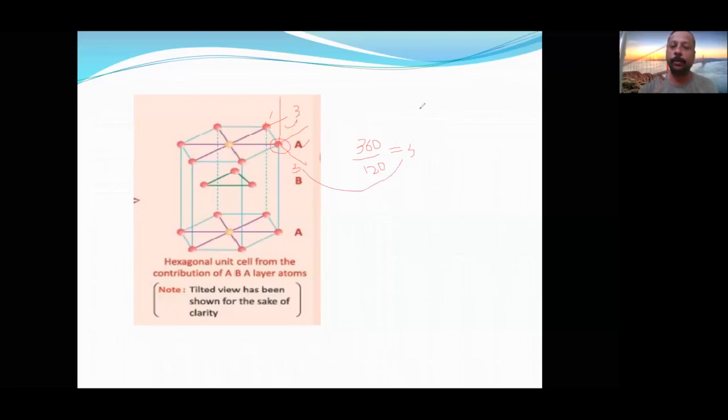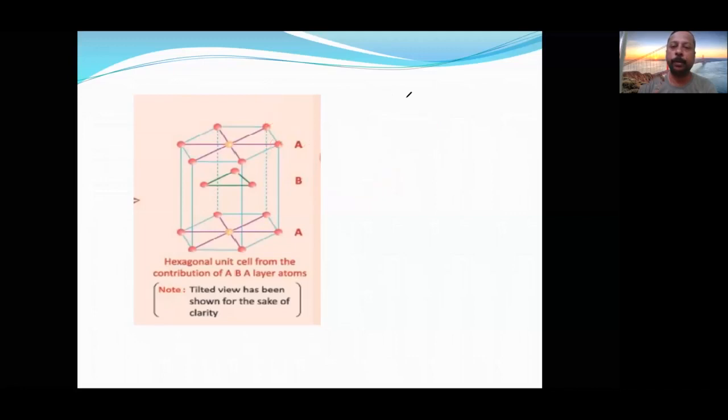So the total contribution of each lattice point in the corner of HCP is 1 by 6. Why is it 1 by 6? I think it is clear. Any doubt in this? Here it is AB type again. So note down this contribution part and the number of lattice points in each plane: 2 face centers, 3 body centers, and 12 corners. This is about the configuration of HCP.